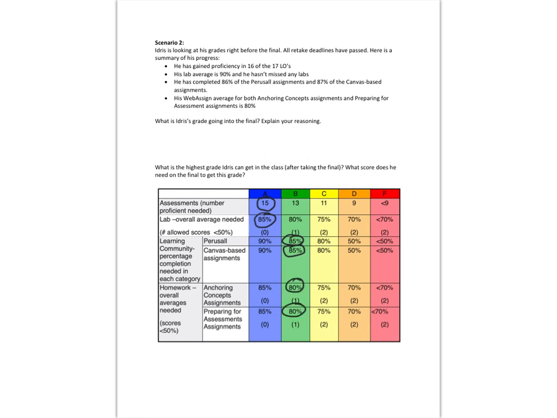So this is a little bit different than our previous case. Idris has 2 categories at the A level, but then everything else is B. And so let's see what the flowchart tells us about where he stands going into the final.